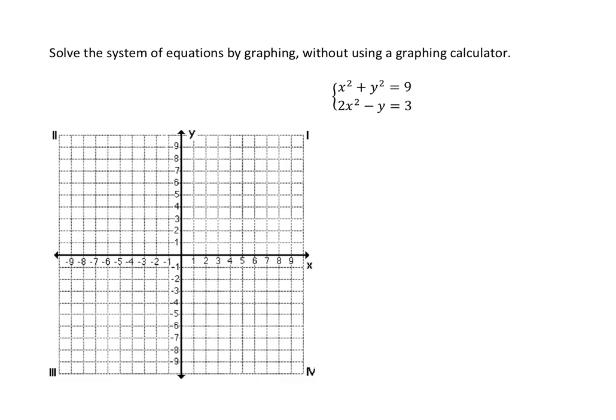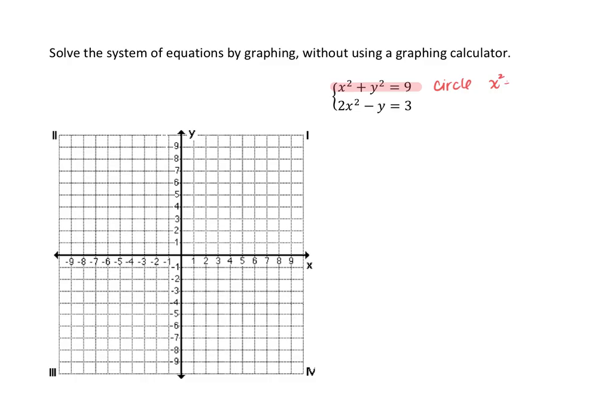So I'm first going to solve this system of equations by graphing. We call this graphically solving the system. And to do that, I have to be able to identify what the two curves look like that I've been given. So this first curve, which is x squared plus y squared equals 9, I can identify as a circle.